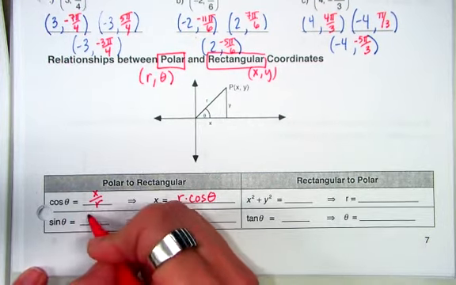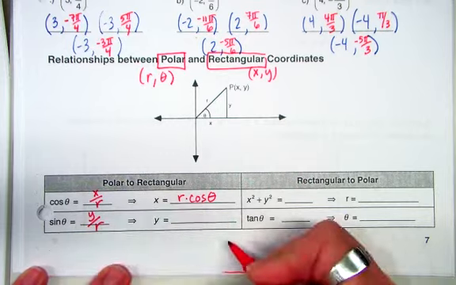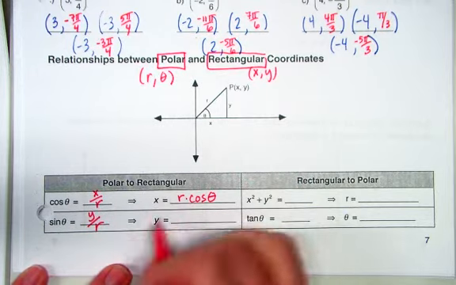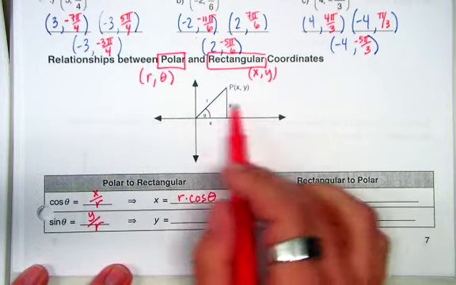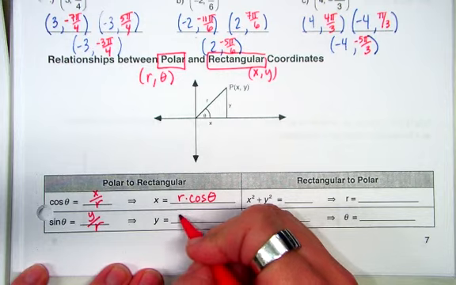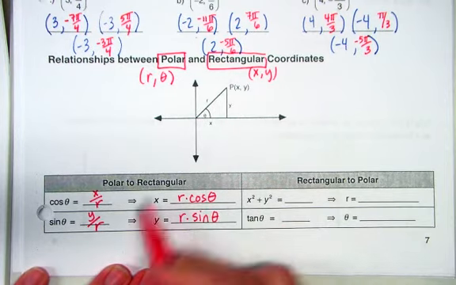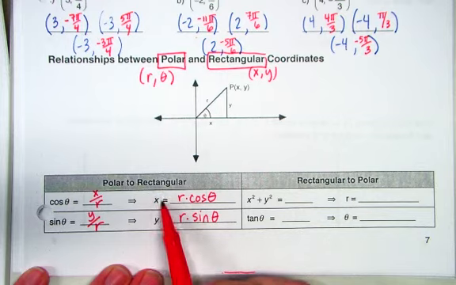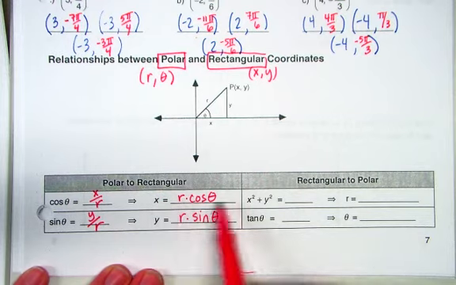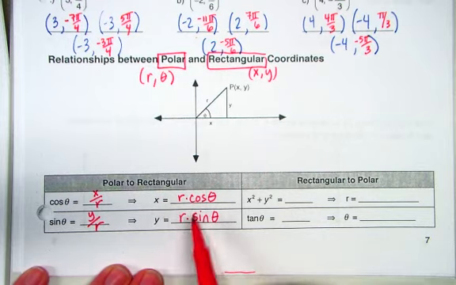Similarly, sine of theta is y over r. And this just goes back to SOHCAHTOA. If you don't get this, go ahead and do a little SOHCAHTOA here in your triangle, and you'll catch on. So then I multiply by r, and I get r sine theta. These are going to be our conversion factors. So anywhere you see an x when you're switching from polar to rectangular, you'll replace it with r cosine theta. Anywhere you see a y, you'll replace it with r sine theta.